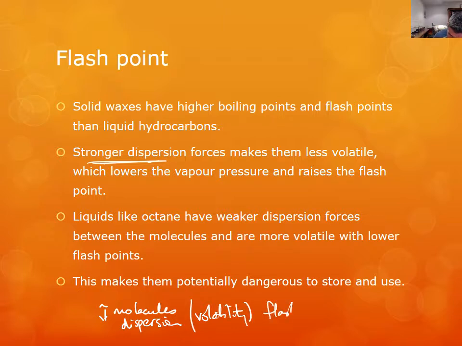And of course, flash point is about the chemical change, so it's about combustion. What happens when the fuel combines with oxygen and you get combustion occurring. So liquids like octane have weaker dispersion forces between molecules, therefore they're more volatile, and they have lower flash points. So we want low volatility and high flash points. If we have high volatility and low flash points, then we've got a spark that can just set the whole thing alight. So that, I guess, means we've got some significant implications for storage and use.